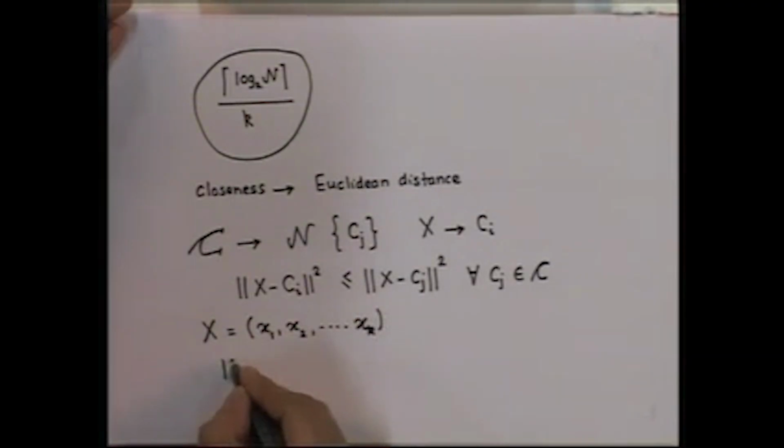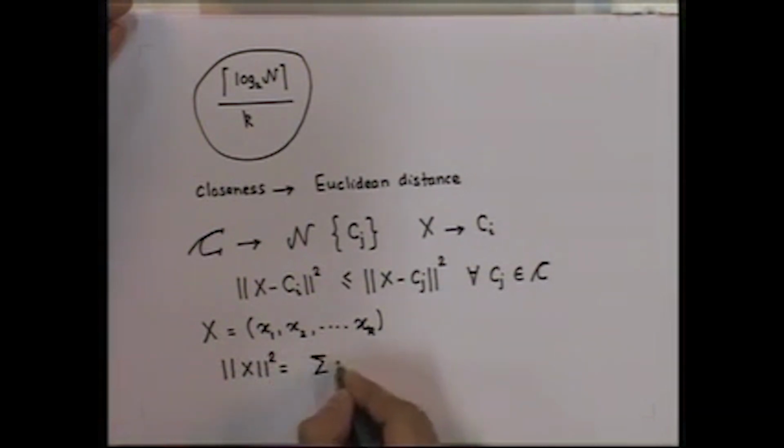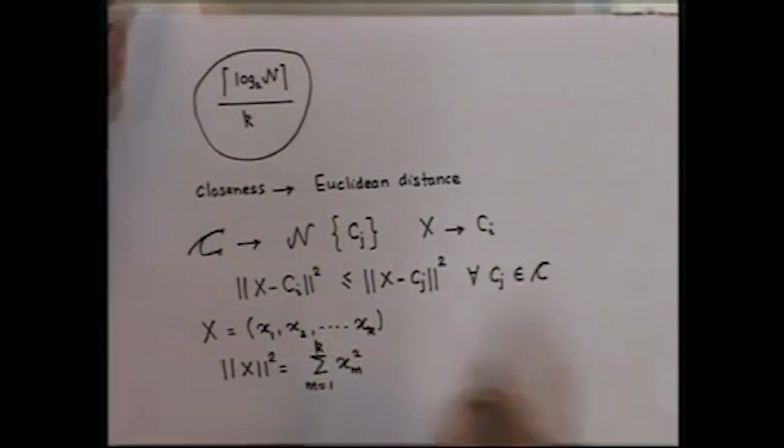and the norm is defined as the summation of x m squared, m equal to 1 to k.